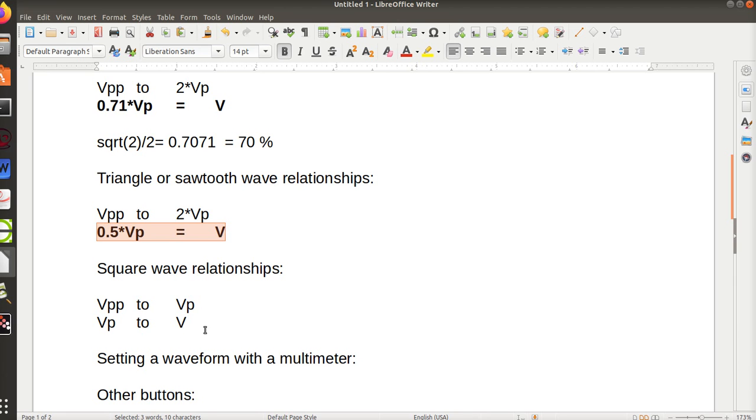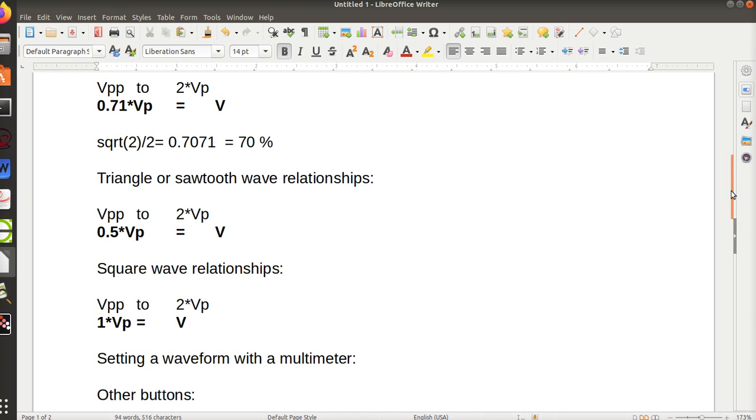Okay? So now square wave. VP to VPP is, again, a 2 multiplier. So my voltage peak to peak to my voltage peak is the same regardless of my waveform. And when I get to a square wave, it's actually a 1-to-1. So my multiplier is 1. If it helps you, I can put a 1 here, 1 times. But most people don't put down 1 times. Your VP is equal to your V for a square wave.